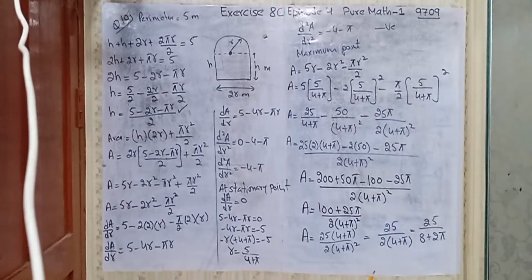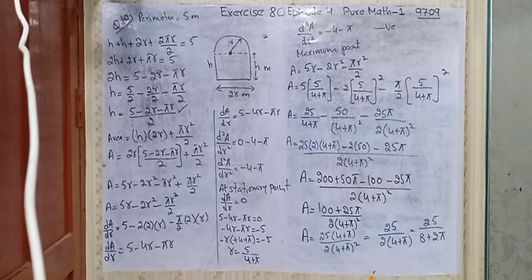So question number 10, the first part. They say the diagram shows a window formed from a rectangle with the base 2r meter and the height h meter, and a semicircle of the radius r meter. The perimeter of the window is 5 meter and the area is A meter square. Express h in terms of r.